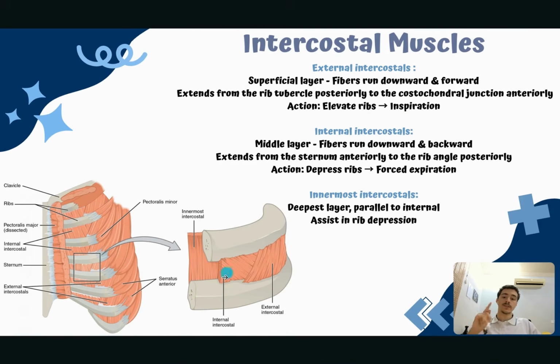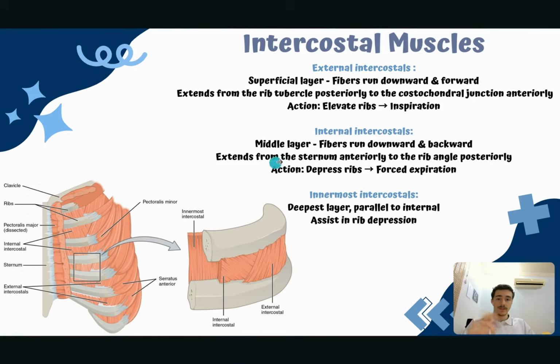The second type of muscle is the internal intercostal. As we said, it is the middle layer, and it's the opposite of the external. The fibers go down but backward. As you can see here, this one is down forward, this one is down backward, so it goes up like that. That means they extend from anterior to posterior, the opposite.